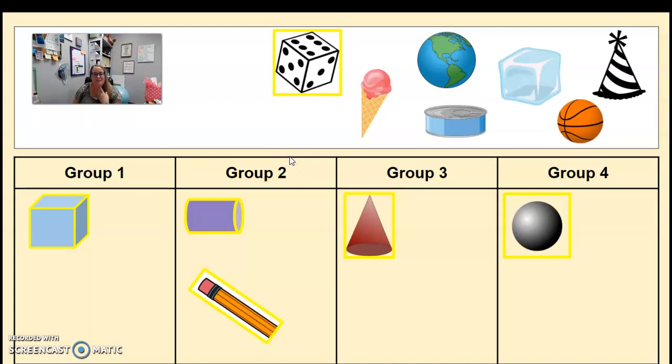All right, what about this dice? It's made up of squares. So is it going to go in group 1, 2, 3, or 4? Show me with your fingers.